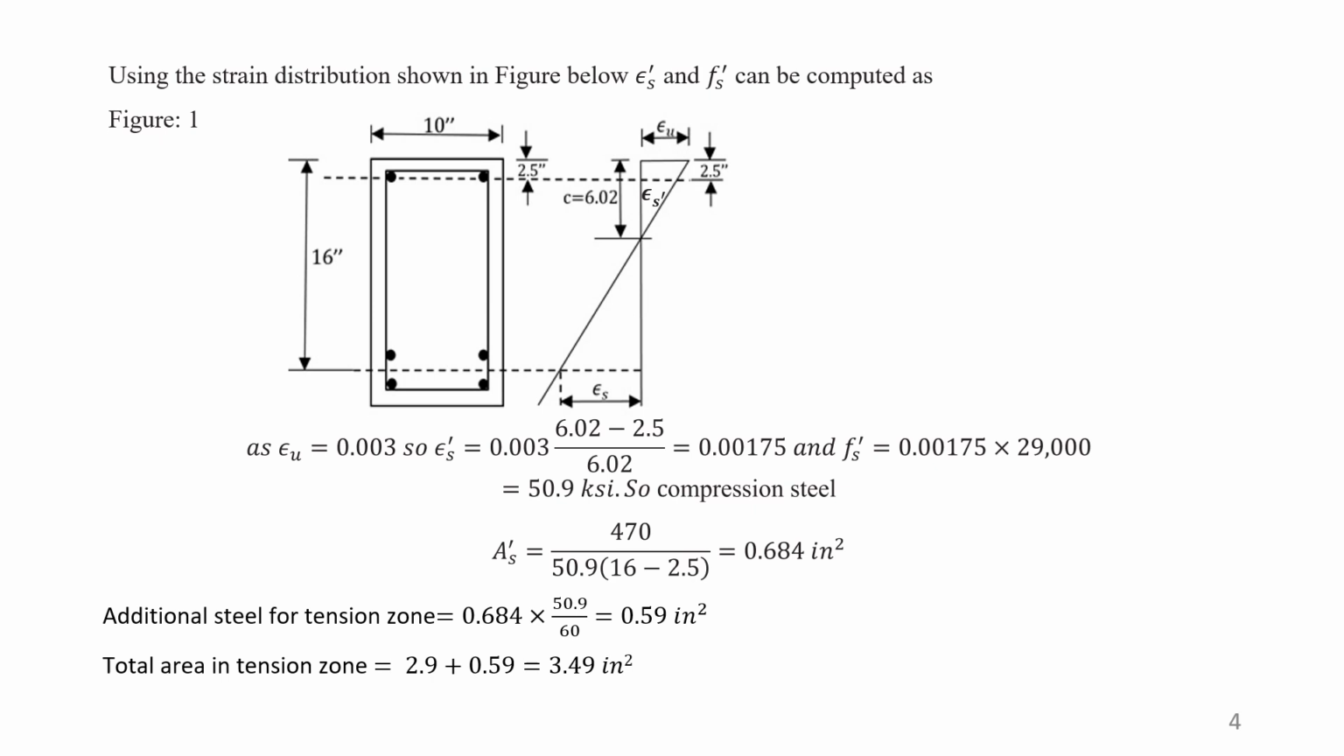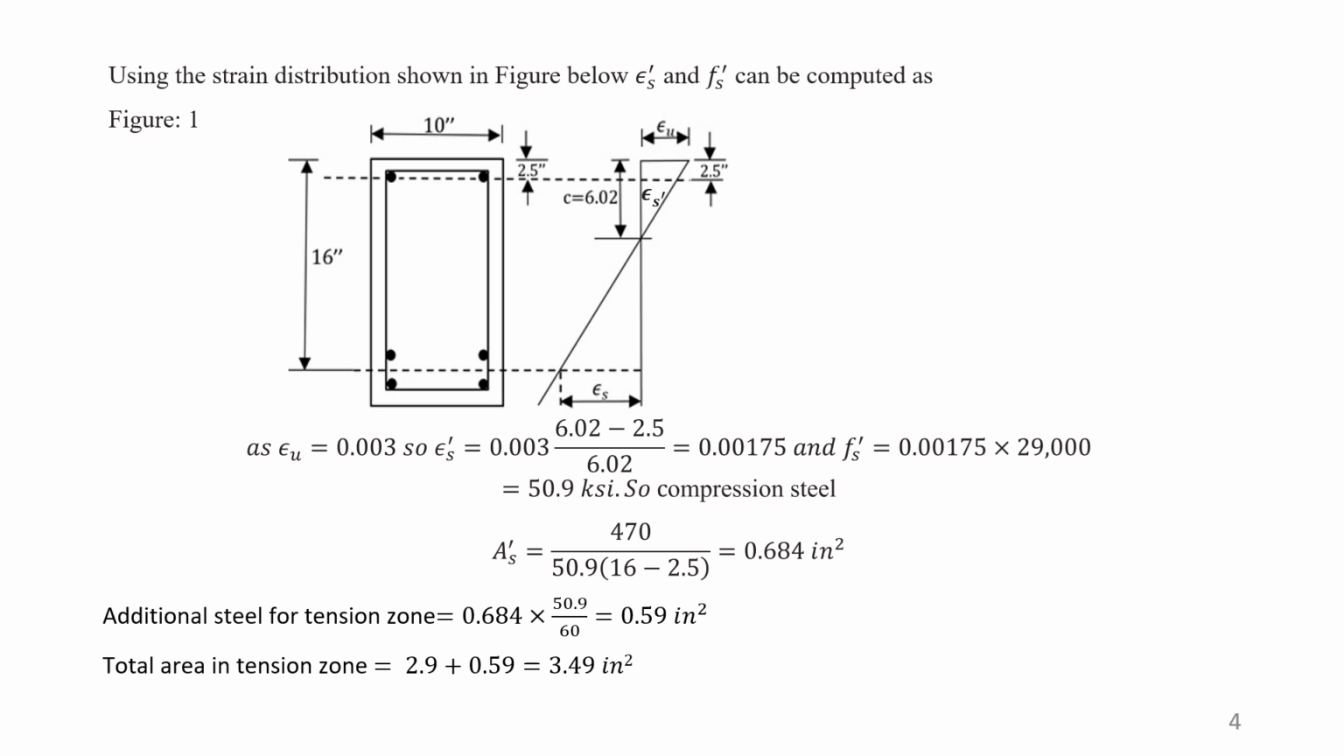This triangle has a depth of 6.02 and a width of epsilon u. The epsilon u value is 0.003. It is not written in the figure, but we know it is 0.003. Epsilon u is always 0.003. Therefore, at a depth of 2.5 from the top of the beam, we need the value of epsilon s prime.